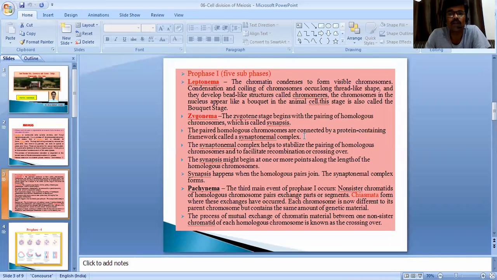The synaptonemal complex helps to stabilize the pairing of homologous chromosomes and facilitates recombination or crossing over.